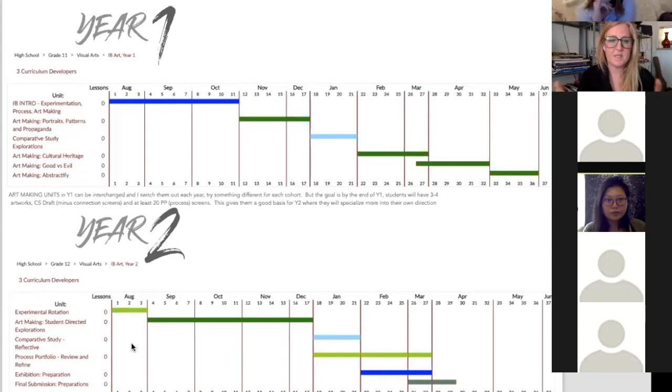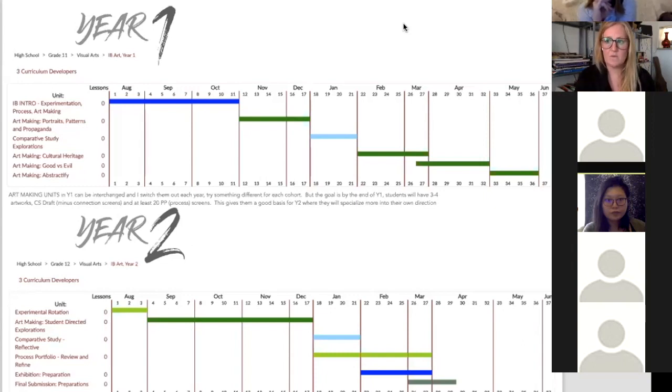So it's basically student directed explorations, and I'm going to show you how I organize that in a minute. And then once we hit January, they have the comparative study process portfolio, where they're refining and reflecting, editing, making sure it's perfect.